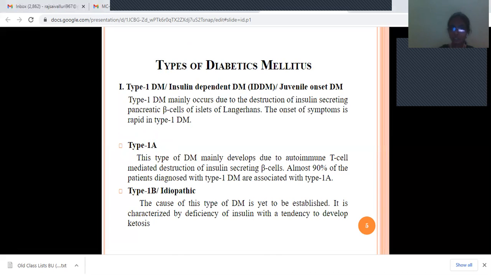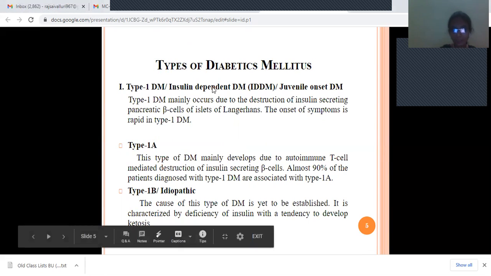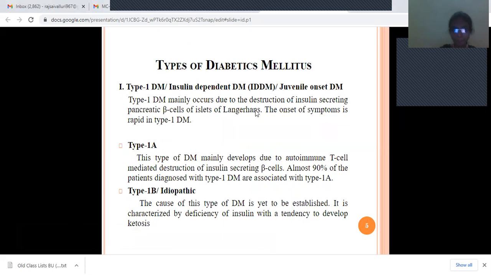Next, let's see the types of diabetes mellitus. There are two types, type 1 and type 2. Type 1 is insulin dependent and type 2 is non-insulin dependent. Type 1 is also known as insulin dependent diabetes mellitus, in short IDDM. This type mainly occurs due to the destruction of the insulin-secreting pancreatic beta cells of the islets of Langerhans. So mainly the insulin is secreted by the beta cells of the pancreas.